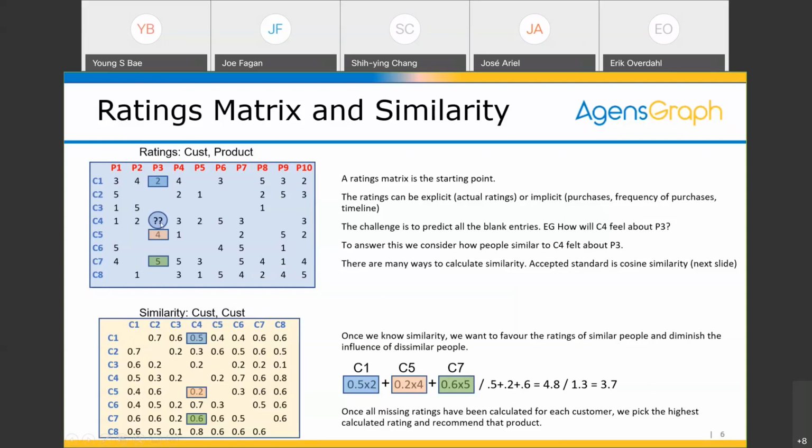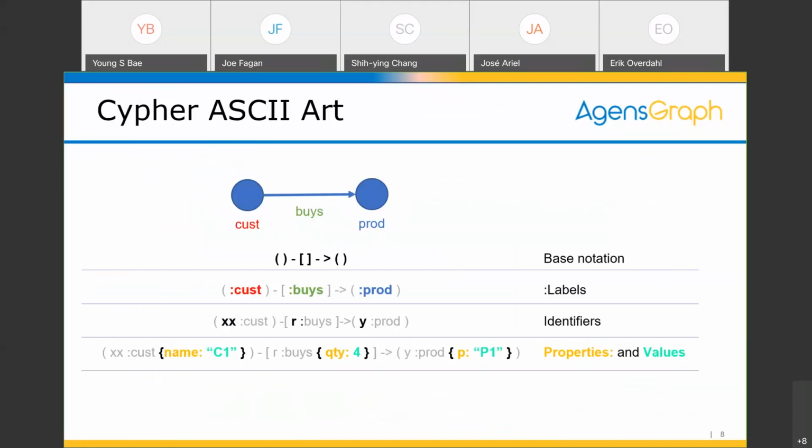And the answer is, our estimate is, he would like it at 3.7, so somewhere between a 3 and a 4. And it's very much influenced by the fact that C7, who is very close to him, is a 5. So I hope that explains similarity and the fundamental principle behind filling out this rating matrix. And you know what? We're almost done. That's kind of it.